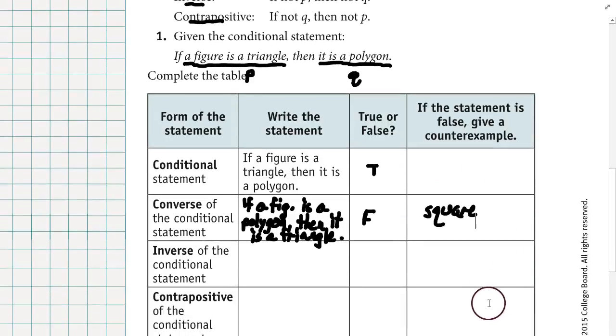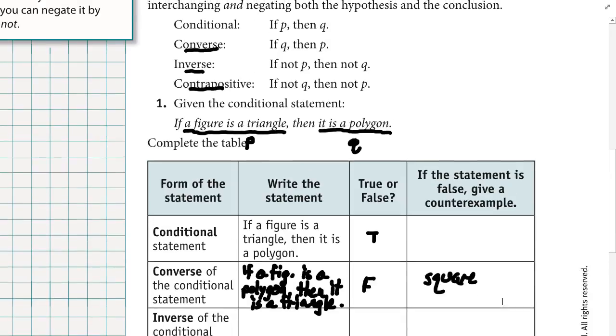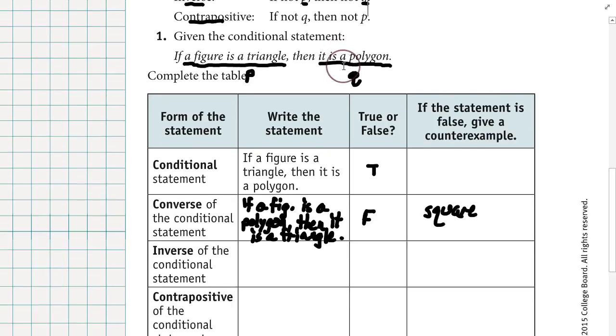The next one, we're asked to make the inverse of the conditional statement. So let's scroll back and look at the notes about inverse. To make the inverse, we're keeping the same order of the sentence, but we're putting the word not in both places. We're negating both places. It would look like this.